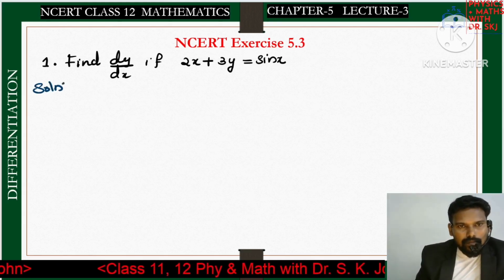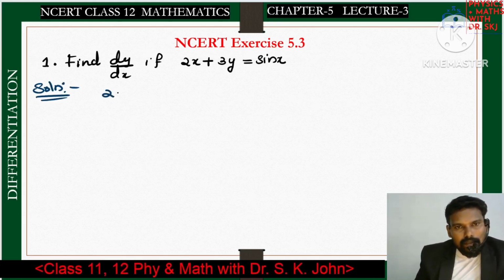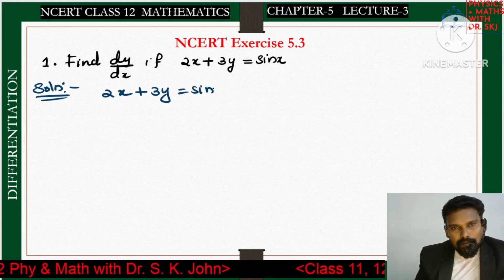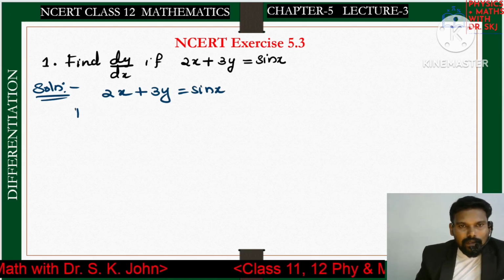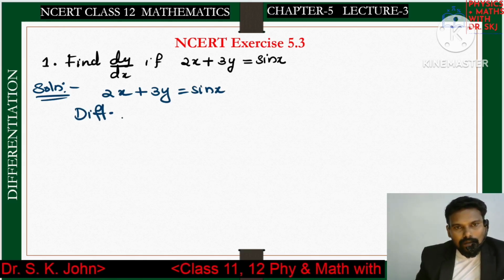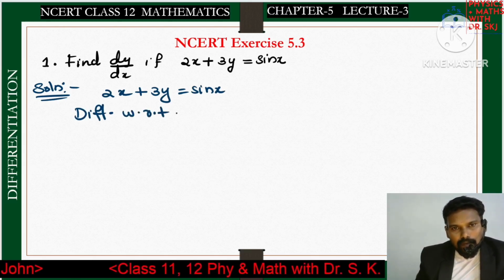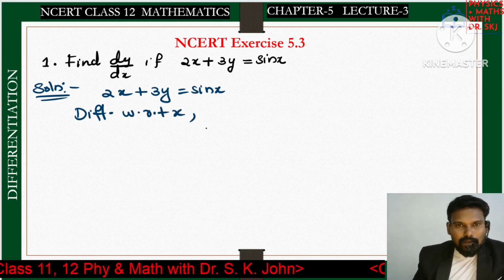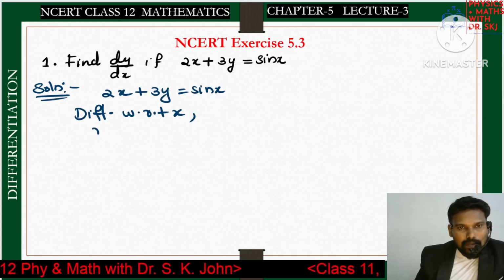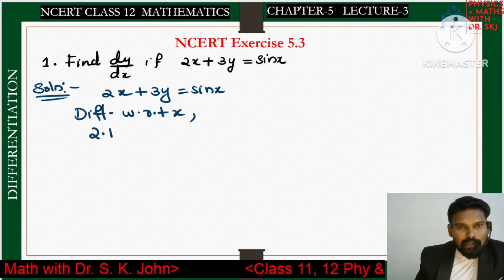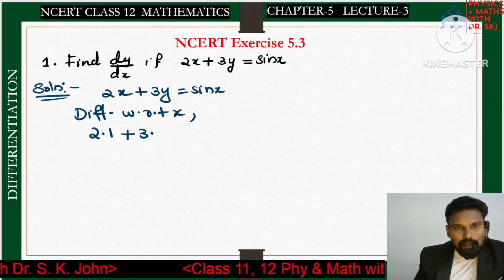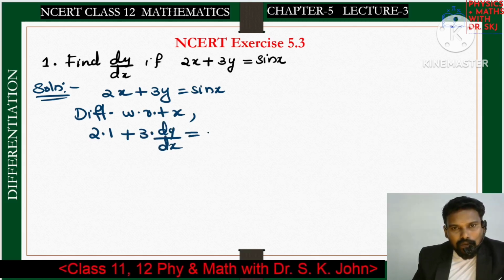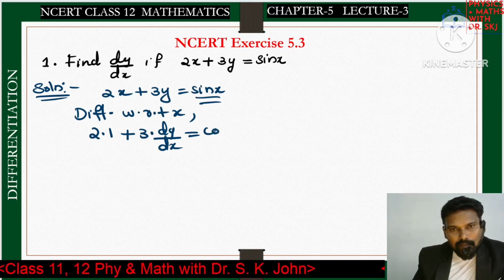Solution of this equation. I'm writing this equation again, equal to sin x. Now differentiating both sides with respect to x: 2 times the derivative of x is 1, plus 3 times the derivative of y is dy by dx, is equal to the derivative of sin x, which is cos x.